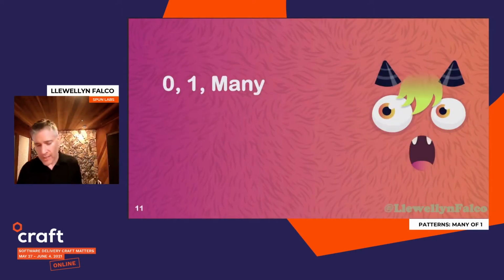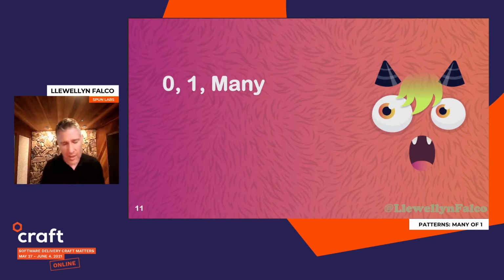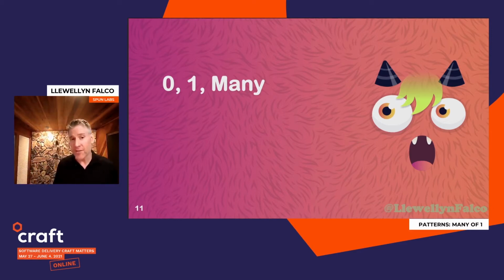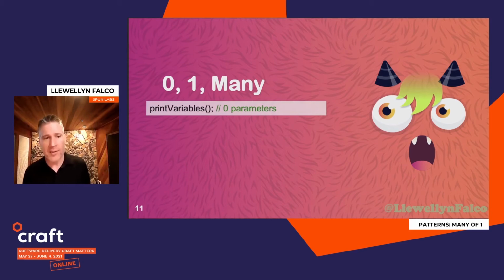So, many of one. There's a saying that programmers only know three numbers: 0, 1, and many. So let's take a look at those numbers. Here I actually have two things. It's a little hard to see. The first thing I have is a method that takes 0 parameters. I also have no variables. 0 is a tricky concept.